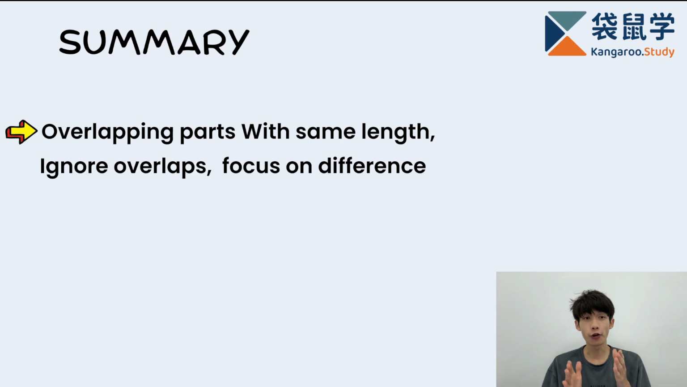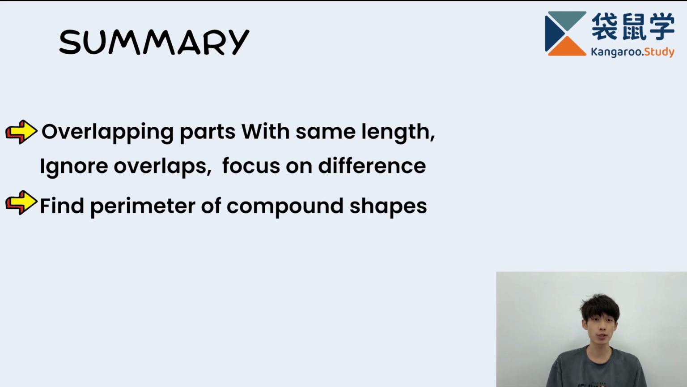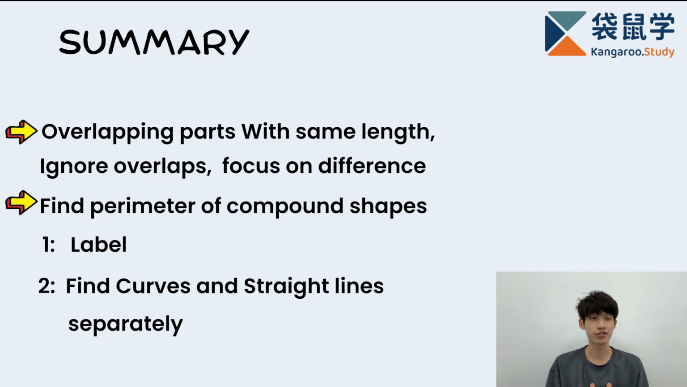And now, for finding the perimeter of compound shapes, the first thing is always to label. Label all the information, not only for the perimeter, but for all the figures. The second step is to find curves and straight lines separately. When finding the perimeter, we put all the curved lines together and all the straight lines together. So that's how we solve this kind of question.